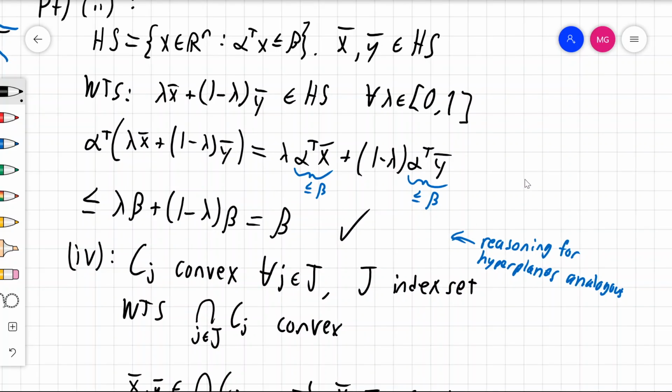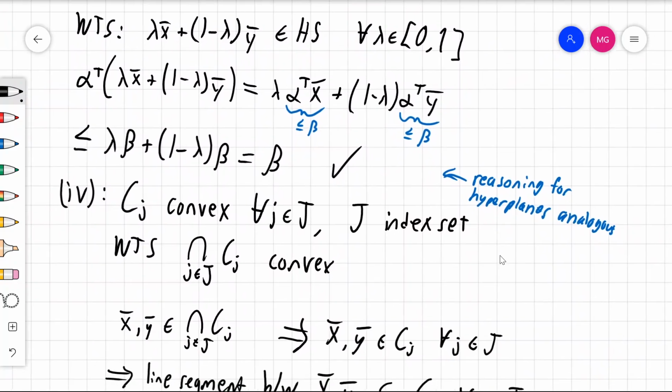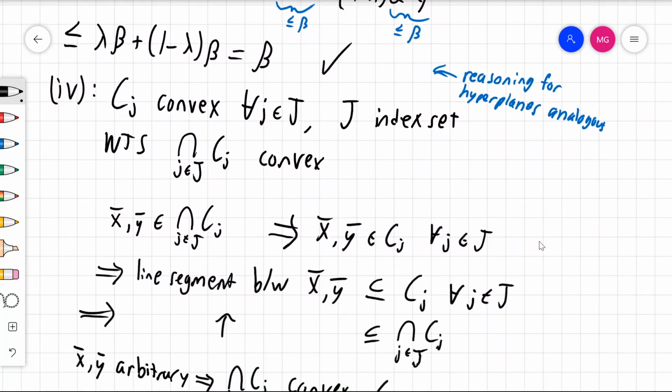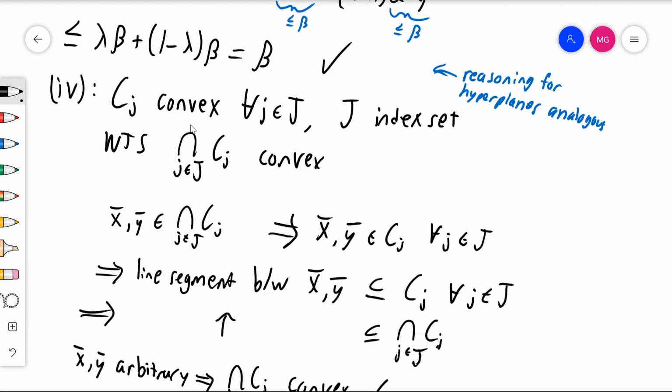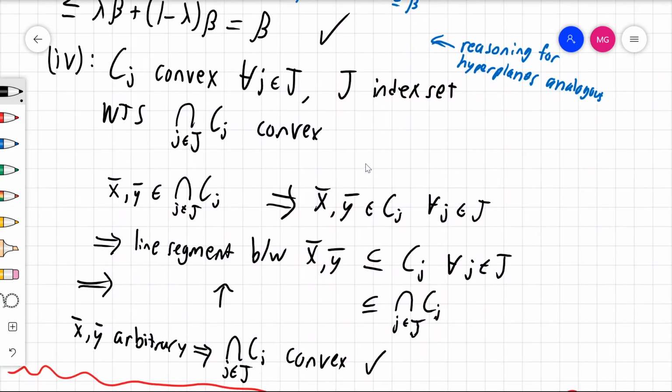But yeah, so half spaces and hyperplanes are convex sets. And then also, why are intersections of convex sets also convex? So I start with Cj convex for all indices j in some index set capital J. Capital J is just some index set, so it could be infinite, maybe it's finite, we don't really care either. But the Cj's are all convex. And now I want to show that the intersection of all those Cj's together is also convex.